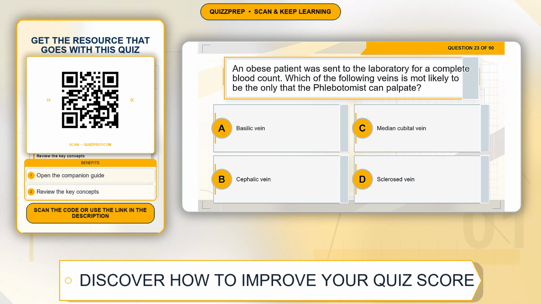Question 23. An obese patient was sent to the laboratory for a complete blood count. Which of the following veins is most likely to be the only one that the phlebotomist can palpate? Option A, basilic vein. Option B, cephalic vein. Option C, median cubital vein.